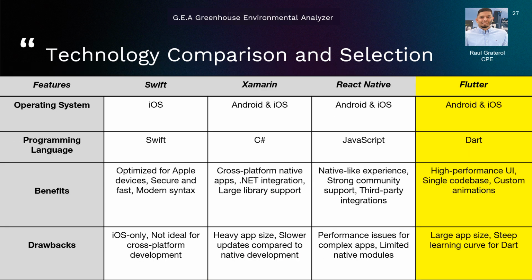We also decided to use Flutter as a way of creating our app because it supports both Android and iOS. Also, the programming language is Dart, which is really similar to Java, and we were used to it. It also has high performance UI and custom animations, which is really important for us when it comes to creating our app. The only drawbacks that we found were that the learning curve was really high, and also the app size was also high.